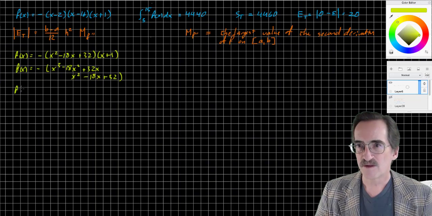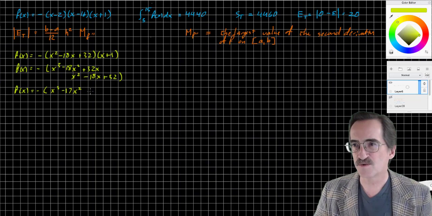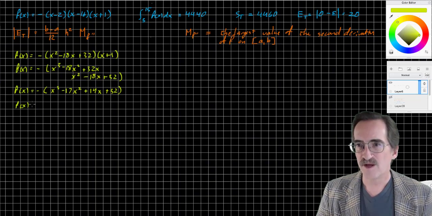Okay, so f of x equals negative x cubed minus 18 plus 1 is minus 17x squared plus 32 minus 18, I think of 18 rounded up to 20, that's 12, and 2 is 14. So plus 14, double check, 20, 32, good. X plus 32. And now distribute the negative. F of x equals negative x cubed plus 17x squared minus 14x minus 32.